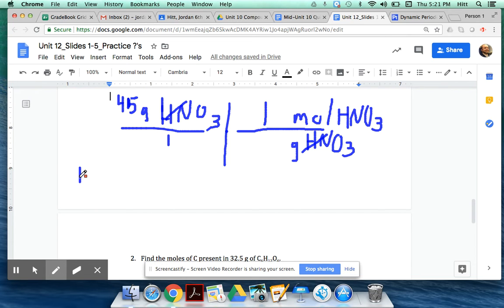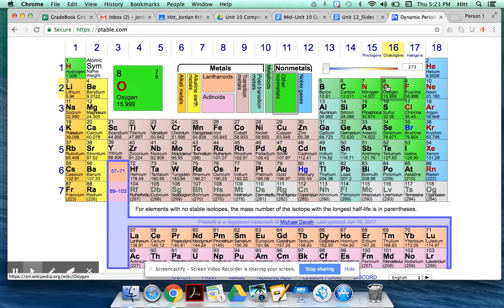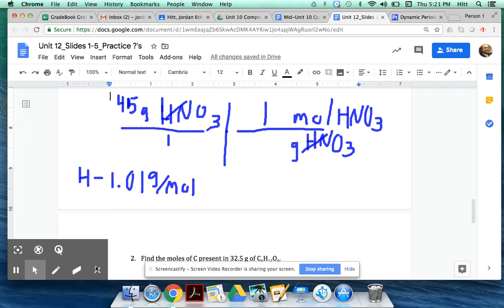H, and there's only one of them in HNO3, so you only have to do it once. So 1.01. That's grams per mole. Do not forget to write units. That's extremely important that you put units. For N, if I go back to the periodic table, it is 14.01. If I round that, there's only one of them.